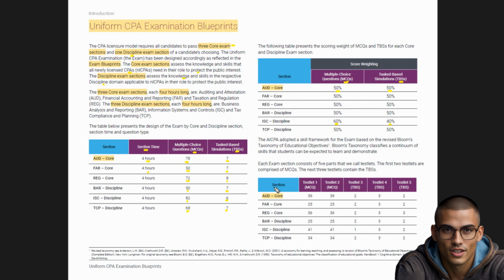All the exam sections are broken down into 5 different testlets. The first 2 testlets are multiple choice questions, and these are broken down by half and half. So for AUD, for example, we have 78 multiple choice questions. 39 are going to be in the first testlet. 39 are going to be in the second testlet. And then the next 3 testlets are your task-based simulations. So you're going to have 3 testlets that are the remaining questions related to the task-based simulations for that section.